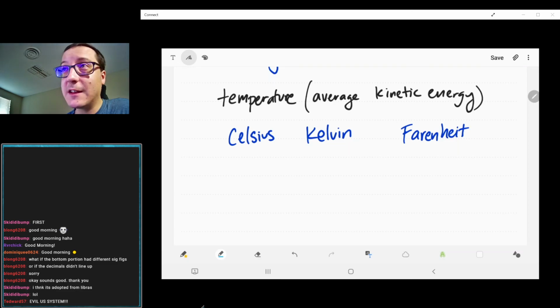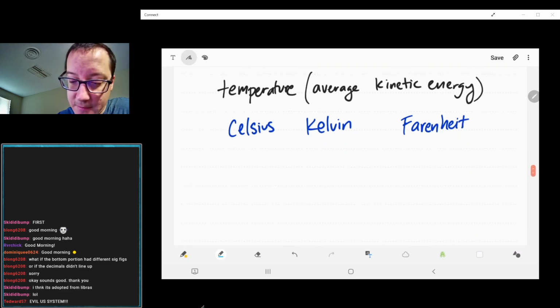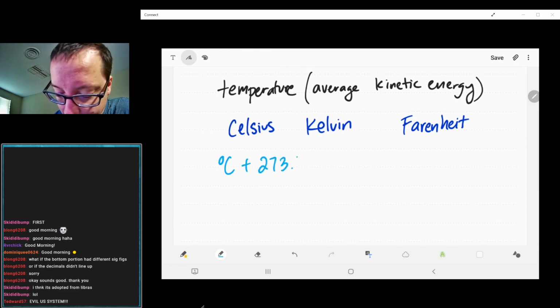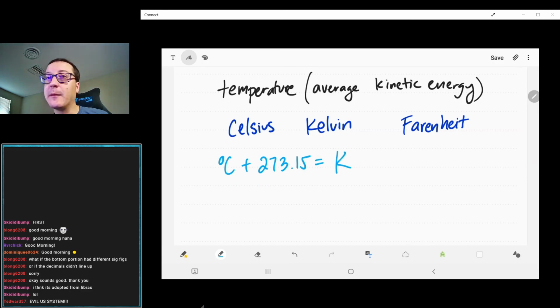However, to go between Kelvin and Celsius, we have a handy formula. Your Kelvin temperature is just your degrees Celsius temperature plus 273.15. This is something you'll probably want to write down on an index card or something. But it's how we're going to be able to convert between the two.